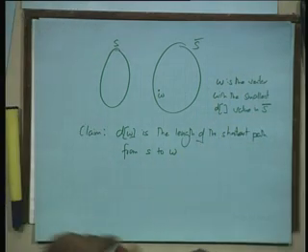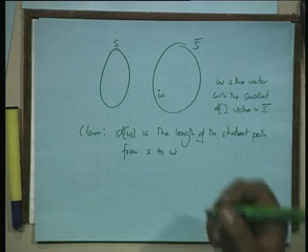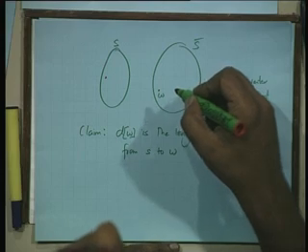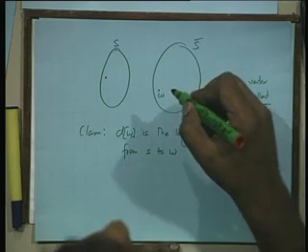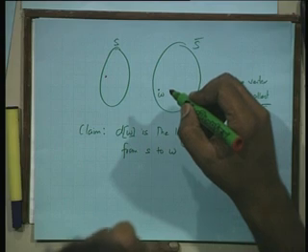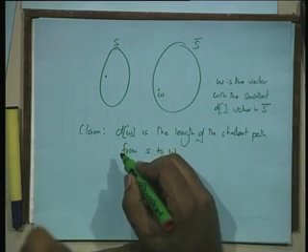Proof by contradiction. Suppose this is not true. Now, if this is not true, what does that mean? That there is a shorter path from S to W. Shorter than what? Shorter than d of w. What will that path do?